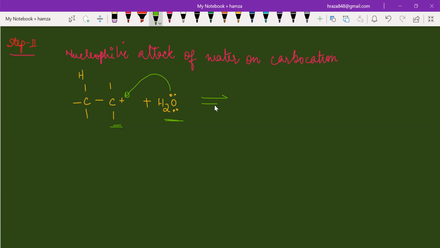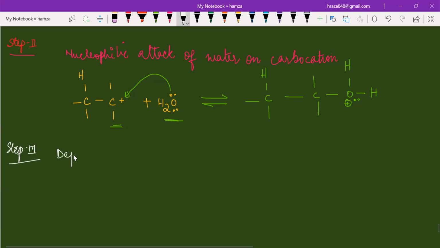And what happens here, it's very easy to understand. So there will be two bonds, and now you can see here it is this, and since oxygen is donating one of its electrons, it will have a positive charge like this. Is that clear? So this is how nucleophilic attack of water on carbocation takes place, and then step 3 will take place. So first, let me write step 3, then I will explain both steps.